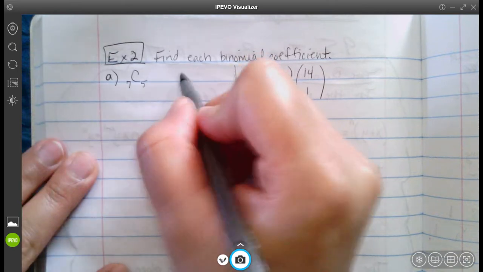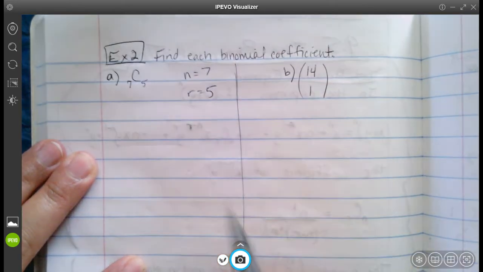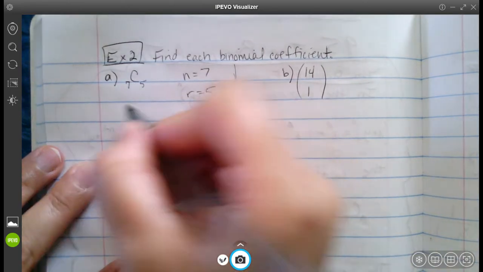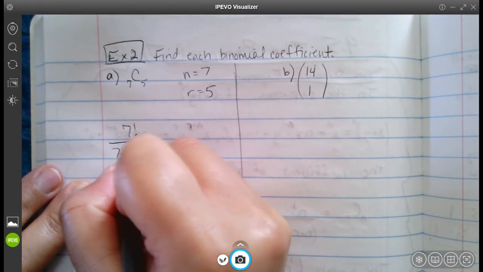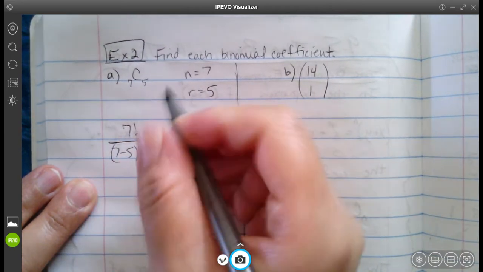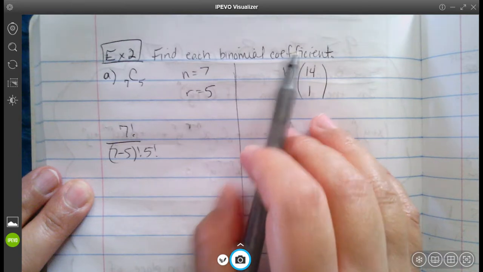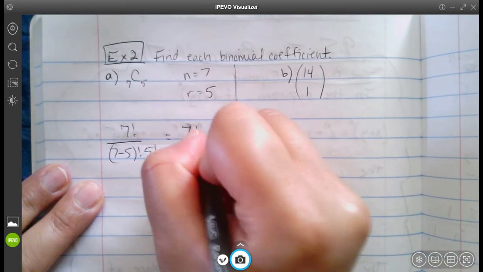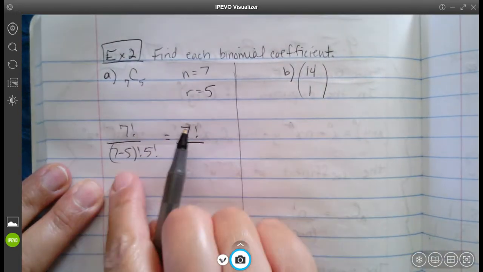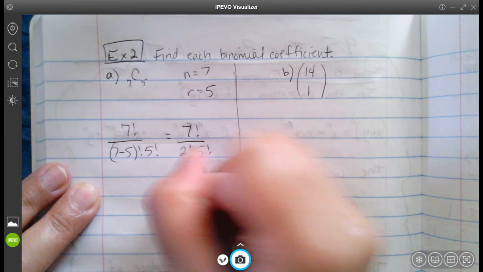So here we have, let's see, our n is going to be 7 and our r is going to be 5, and it's the same exact process. So we have 7 factorial over 7 minus 5 factorial times 5 factorial. And again, we're still looking for the binomial coefficient, so that's the same thing we did on the page before. Okay, so this is the same as 7 factorial, 7 minus 5 is 2 factorial times 5 factorial.